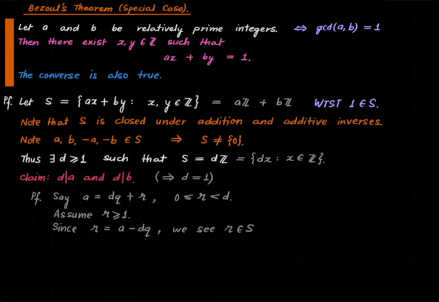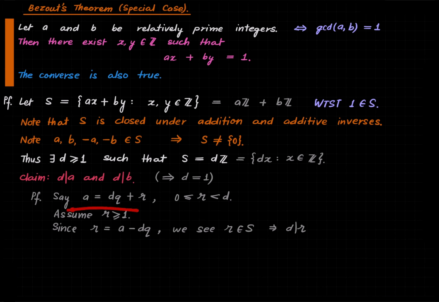Right? A is in S, D is in S, hence DQ is in S, hence A minus DQ is in S. S has the two properties, closed under addition and additive inverses, which shows that this is in S. So R is in S. Okay? But if R is in S, then D divides R. Right? What is S? S is precisely those things which are divisible by D. If R is in S, then D divides R. And that forces that R cannot be at least 1.